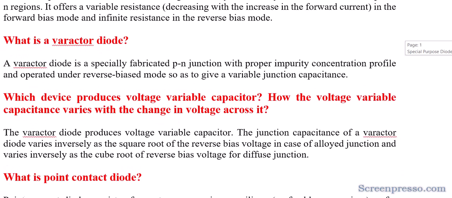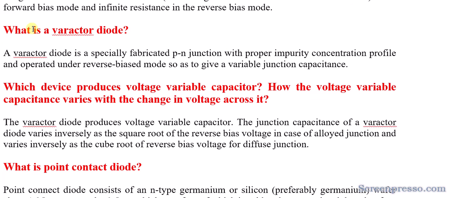So next is varactor diode. What is this varactor diode? A varactor diode is a specially fabricated PN junction diode. All of these which I'm discussing in this session are special types of diodes. So it is specially fabricated with the proper impurity concentration profile and operated under the reverse biased mode so as to give a variable junction capacitance.